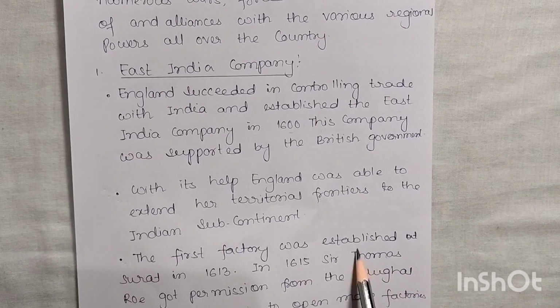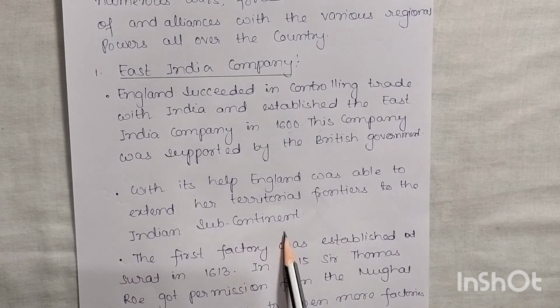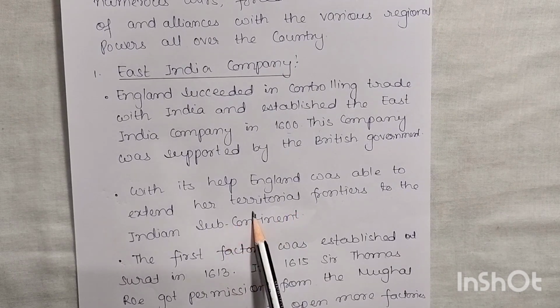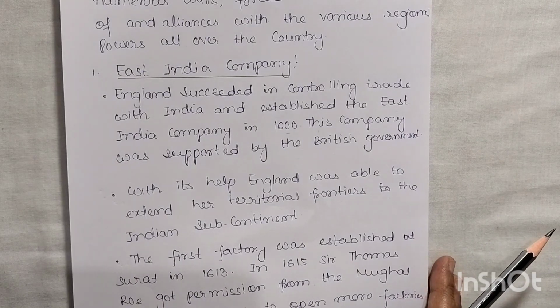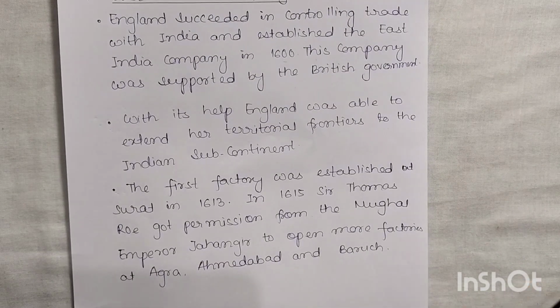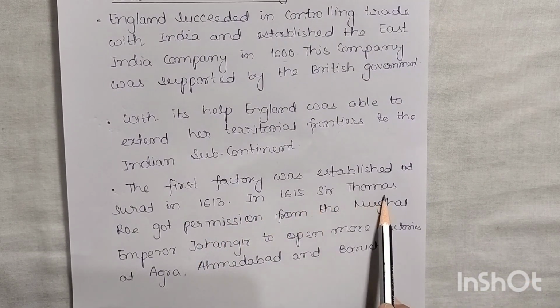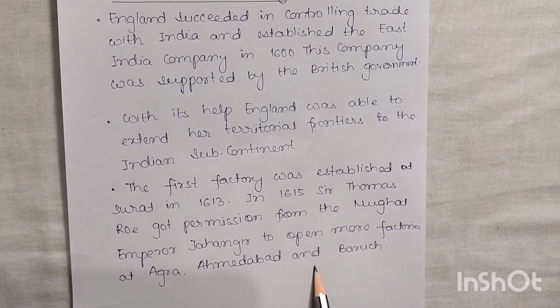With its help, England was able to extend her territorial frontier to the Indian subcontinent. So, due to the East India Company, England began to occupy territory in the Indian subcontinent. First of all, they came for trade and slowly they occupied the whole of India. The first factory was established at Surat in 1613, and in 1615 Sir Thomas Roe got permission from the Mughal Emperor Jahangir to open more factories at Agra, Ahmedabad and Bharuch.